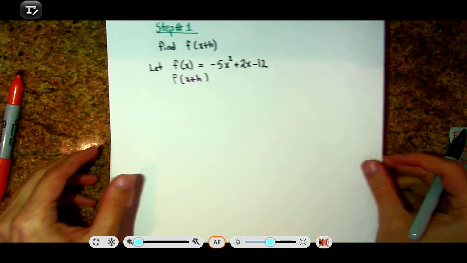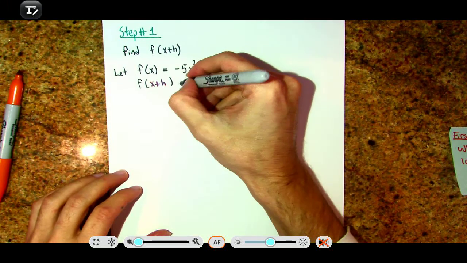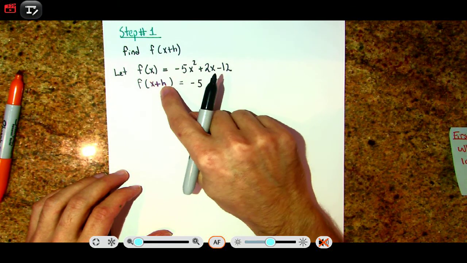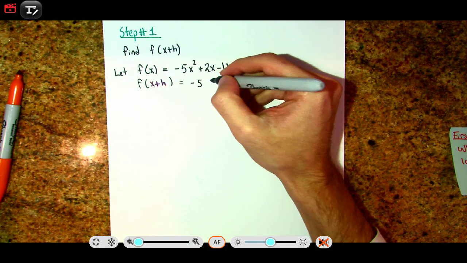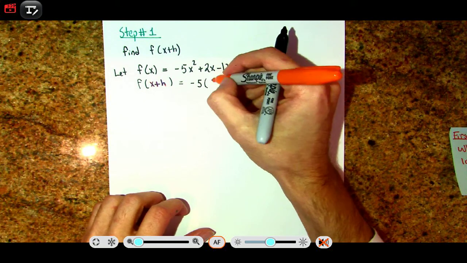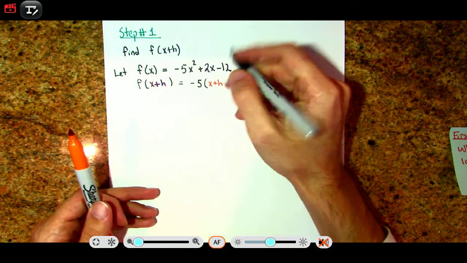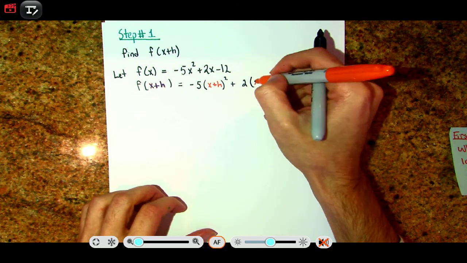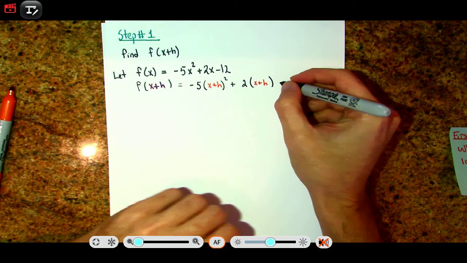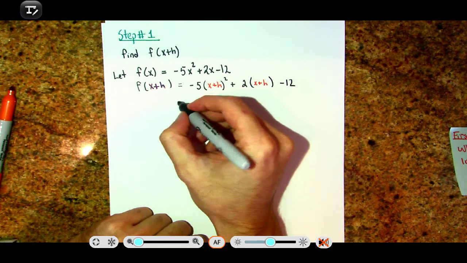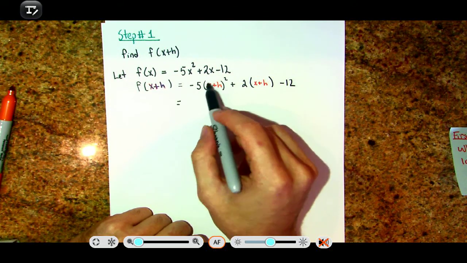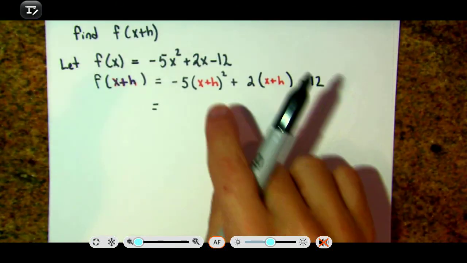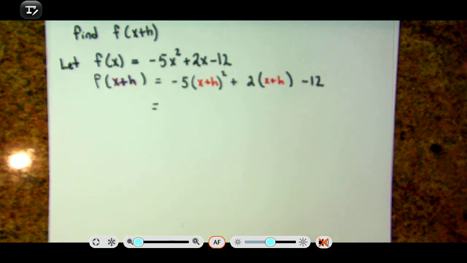Okay. So here, this would equal negative 5. Now, anywhere I see x, what am I going to do? I'm going to plug in x plus h. So this will be negative 5 times parentheses x plus h squared plus 2 times x plus h minus 12. So now here we have a little side note. What is the algebra that figures this out, right? I'll just do a little thing over here, and you can show this on the side.